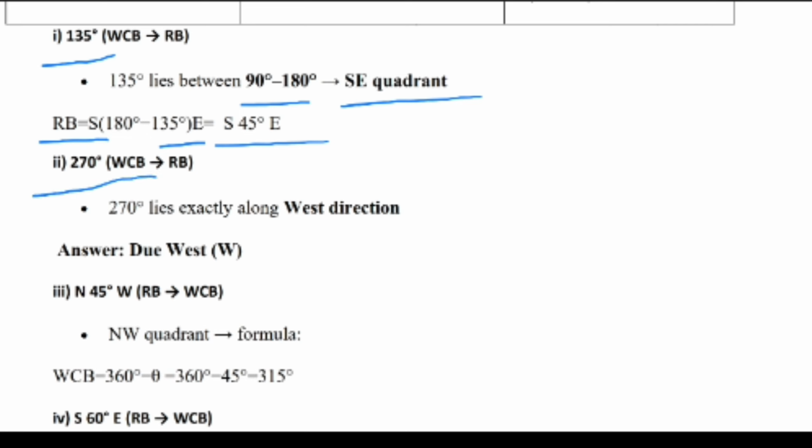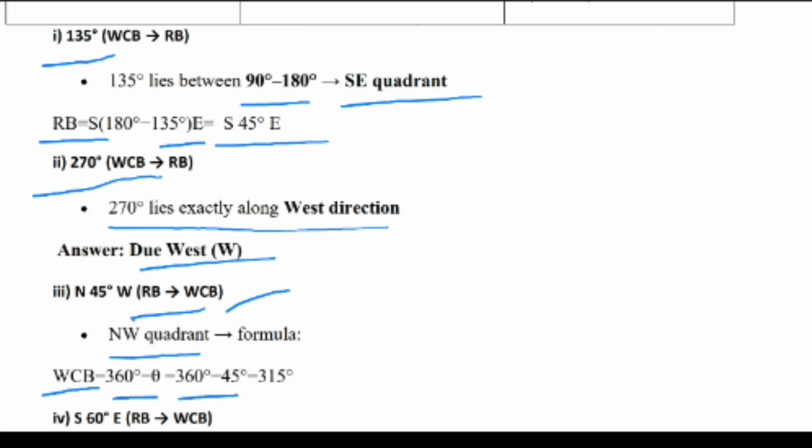Same way, 270 degree is a whole circle bearing to reduced bearing. So 270 lies exactly in the west direction. Coming to north 45 degree towards west, reduced bearing to whole circle bearing, north west quadrant formula: whole circle bearing is 360 minus theta, 360 minus 45 degree, so you will get 315 degree.